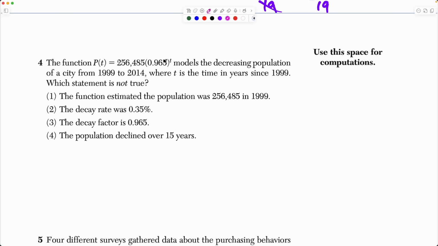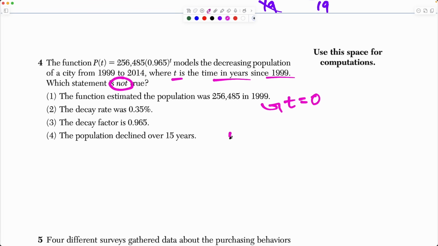Question 4: the function p of t models the decreasing population of a city from 1999 to 2014, where t is the time in years since 1999. Which statement is not true? For this one, we just have to go piece by piece. The function estimated the population was 256,485 in 1999. Remember, they told us t is the time in years since 1999. So in 1999, that's t equals 0, because that's 0 years since 1999, since that's the same exact year.